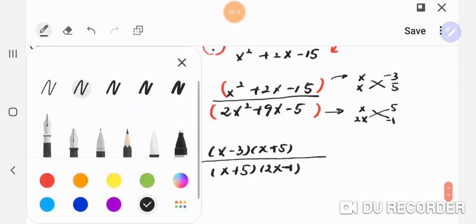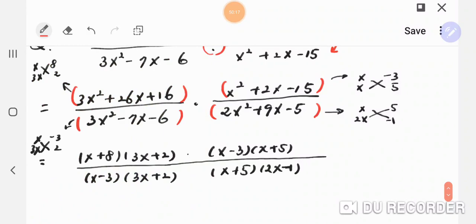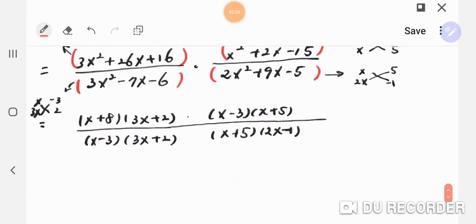Now it's time to reduce. x plus 8, none. 3x plus 2, yes, it is in both the numerator and denominator. x minus 3, yes, cancel out. x plus 5, yes, cancel out. So the answer will be x plus 8. So we have only one binomial in the numerator and one binomial in the denominator, 2x minus 1. So this is the answer in simplest form.